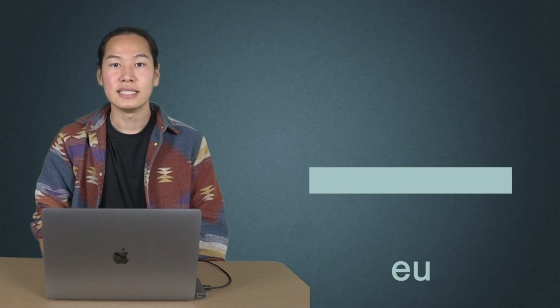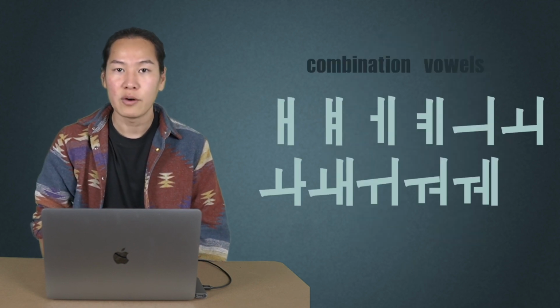For this reason, to help you visualize where these vowels should be placed, I'll be using a placeholder as a consonant. 이, 아, 야, 어, 여, 으, 오, 요, 우, 유.